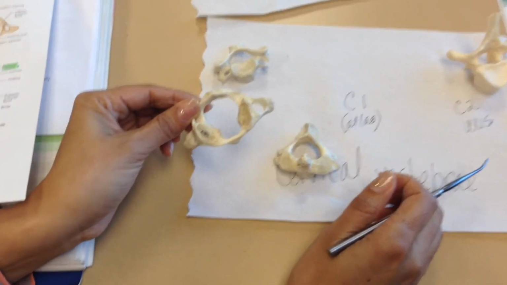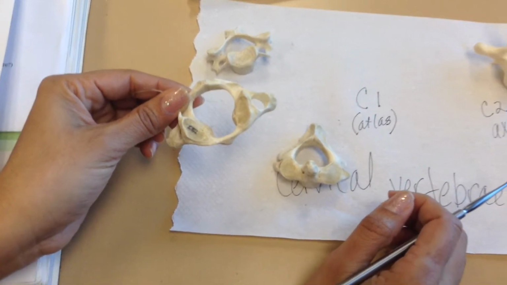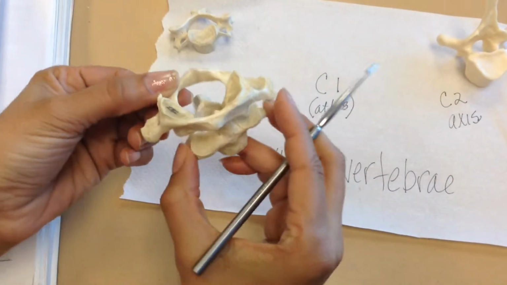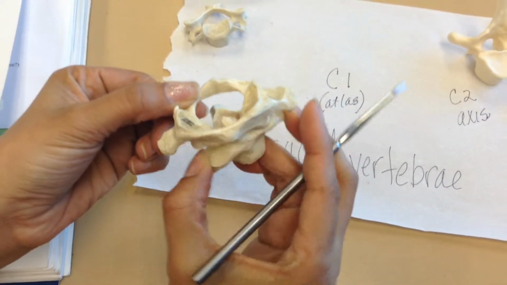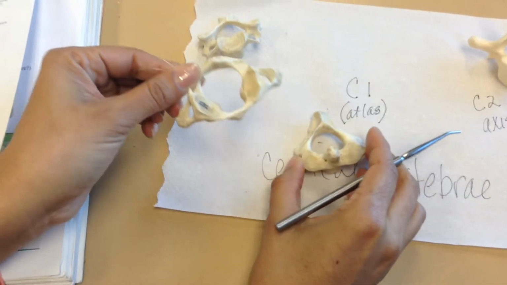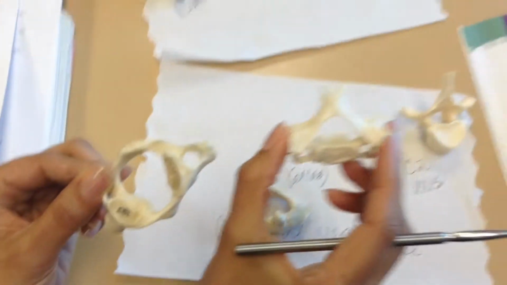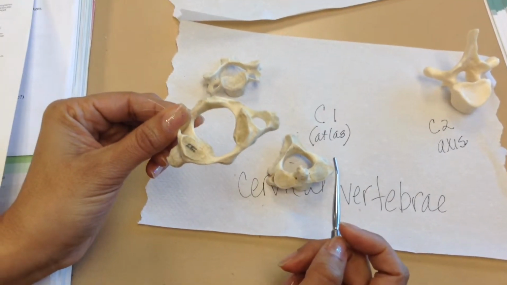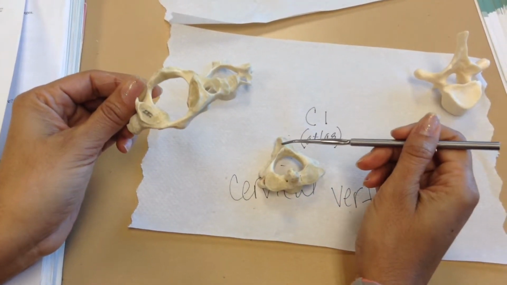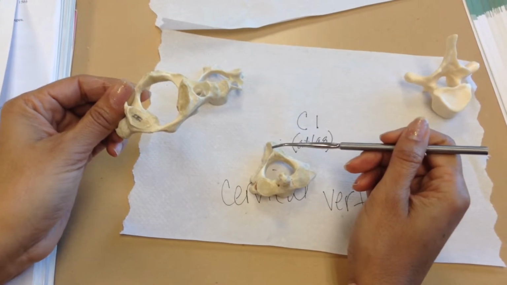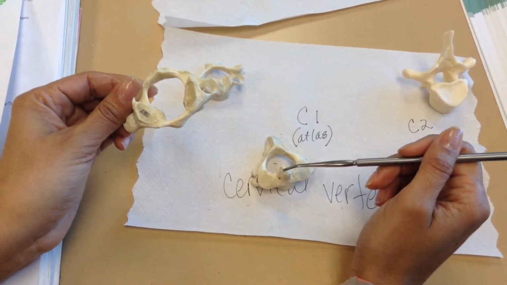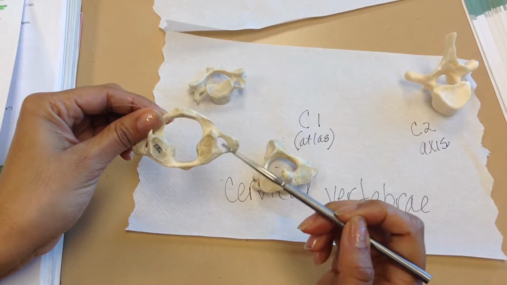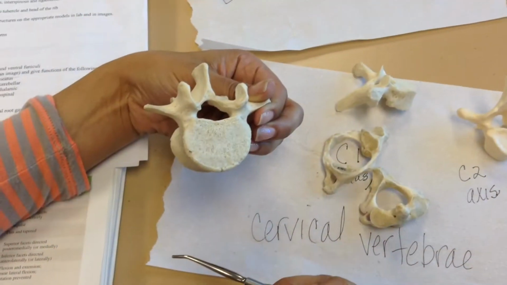Cervical vertebrae. Atlas. Axis. How do I know it's a cervical? It has a bifid spinous process. Dens. Transverse foramen. It has three trunks. And that's it. There's five of them.